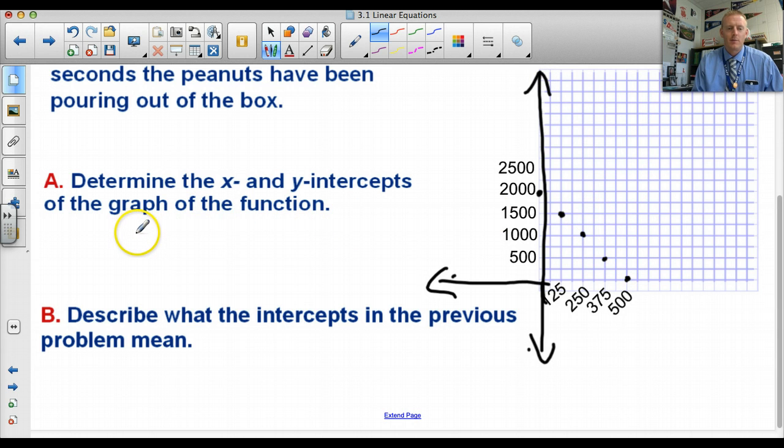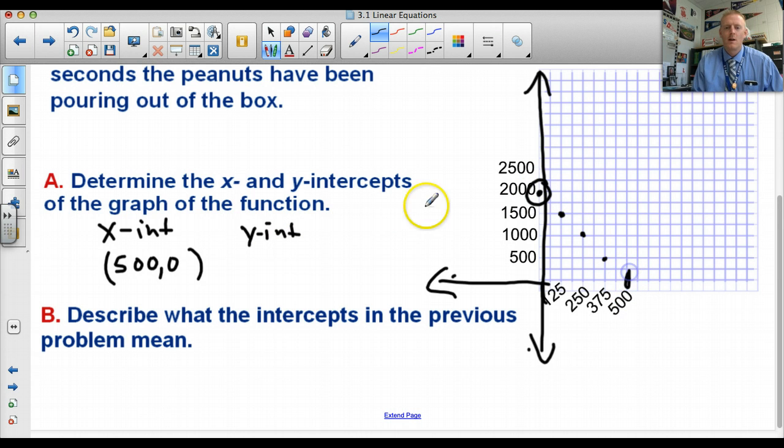My x-intercept is when y is equal to 0. So my x-intercept has the point of where y is equal to 0 of 500, comma 0. My y-intercept is when x is equal to 0, and that happens right here. So my two intercepts: my y-intercept is x is equal to 0, so my x is 0, my y was 2,000.